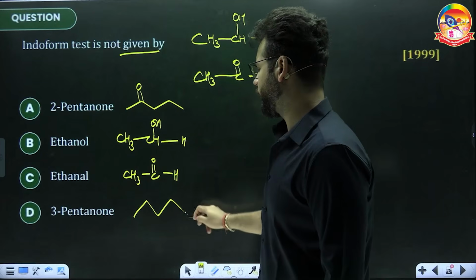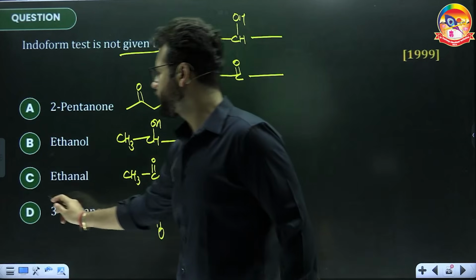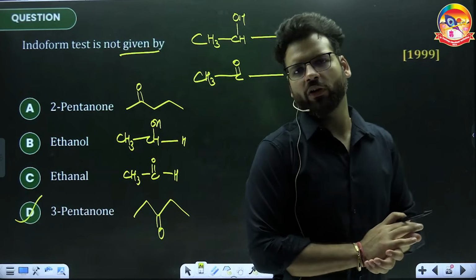3-pentanone will not give because there is no methyl group present on either side. It's the ethyl group which is present. So this one will not give the iodoform test.